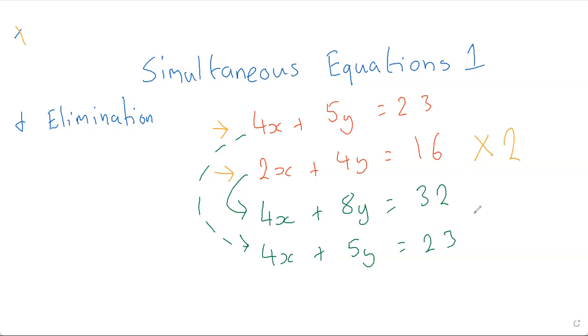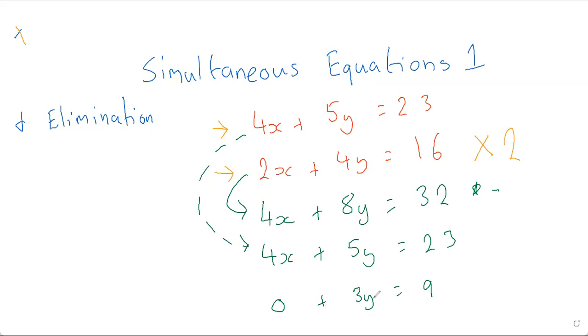So this is really important because now we need to subtract one equation away from the other. It doesn't matter which way you do this, but I can tell just by looking at this that if we do this equation, subtract this equation, then we'll get positive answers. So 8y minus 5y gives us 3y, and 32 minus 23 is 9, and 4x minus 4x is 0. This is the whole reason why we ensure that the coefficients before either the x's or the y's, I could have done either, are the same, because then this leaves us with only one variable.